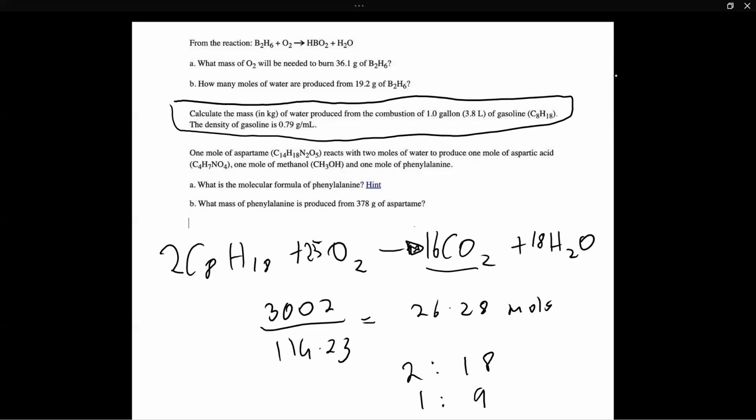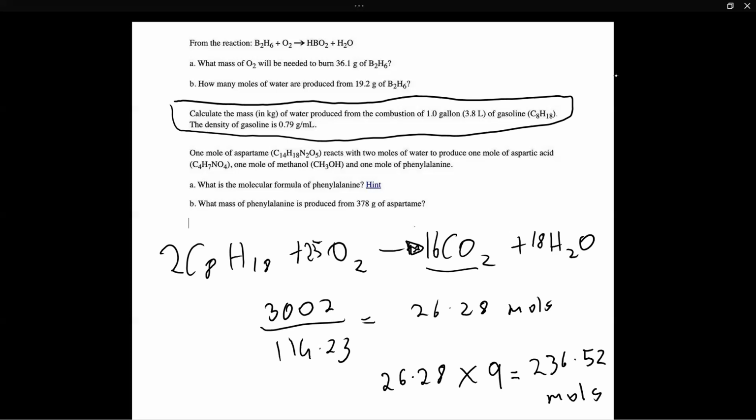So that means for every 1 mole of gasoline burned, you will produce 9 moles of water. So in this context, you just have to multiply the number of moles of gasoline burnt by 9. So that is 26.28 times 9, which is equal to 236.52 moles.